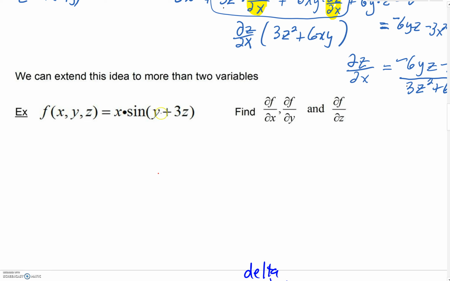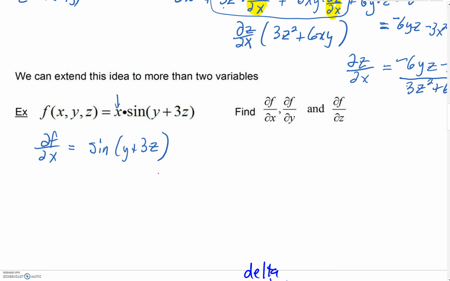If we have x times sine of y plus 3z, if we wanted to find the derivative of f with respect to x, in other words, treat y and z as if these were actually constants, well, I think you can see that the only x that we have is right here. The derivative of x is just a 1, and the sine of y plus 3z is really considered a constant in that regard.